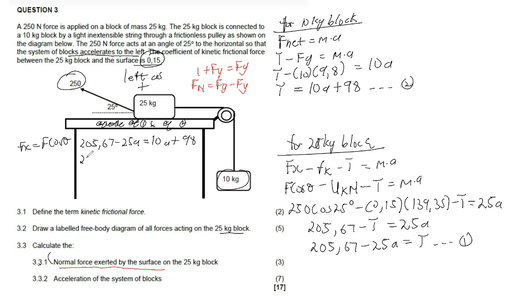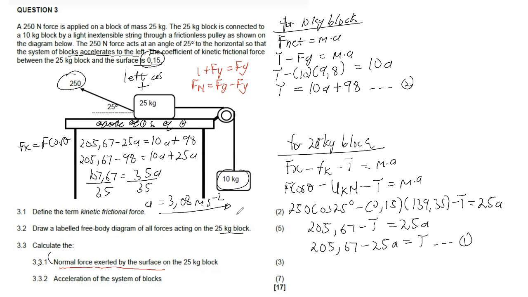Now I will have 205.67 minus 98. If I can transpose the 25 over to this side, that's 10a plus 25a. Now subtracting this, it gives me 107.67. But then here I have 35a. Dividing both sides by 35 since I'm looking for a, then a will be equals to 3.08 meter per second square, right? That's how I found my acceleration for a total of 7 marks.